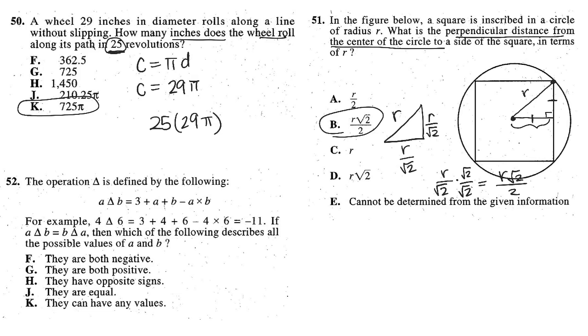All right, number 52 is what I would call a huge waste of time. You can work out all of this if you wanted to. 52 problems like that I would skip and then come back to if I had time. But read through it, and again, they can have any values, but it's up to you. I wouldn't waste my time on that one.